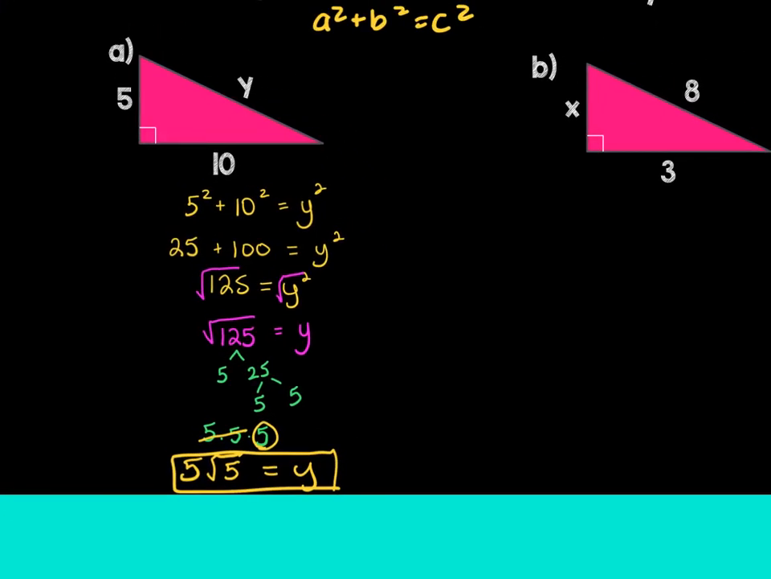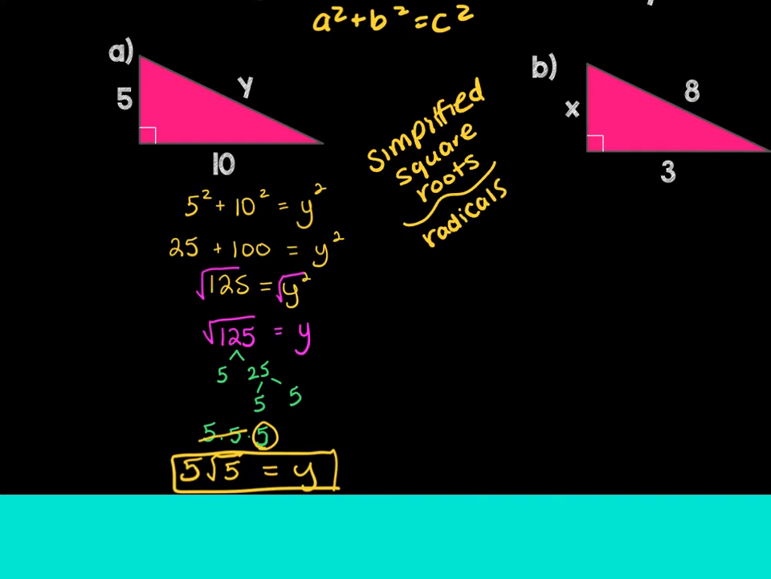So you will keep these as simplified square roots or simplified radicals. You won't use your calculator on these because you won't have it on a quiz or test, and you won't round those to decimals.